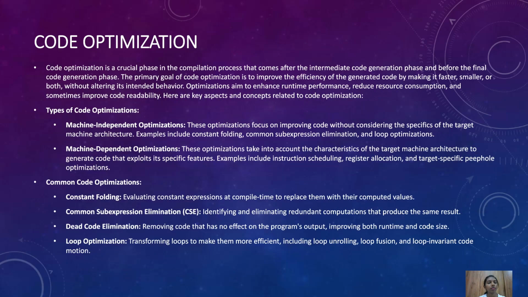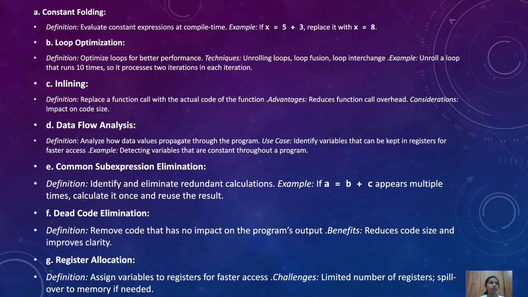Code optimization. Code optimization is a crucial phase in the compilation process that comes after the intermediate code generation phase and before the final code generation phase. The types of code optimizations are machine-independent optimization and machine-dependent optimization. The common code optimizations are constant folding, common sub-expression elimination, dead code elimination, and loop optimization.